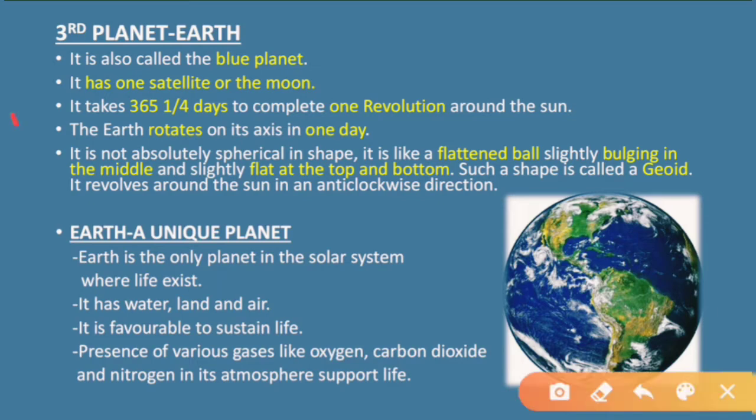Now next point, how many days does it take? This also you know very well. It takes around 365 1/4 days to complete one revolution around the sun. How many days does it take to complete one full circle around the sun? It takes around 365 1/4 days. Okay, it takes around 365 days.